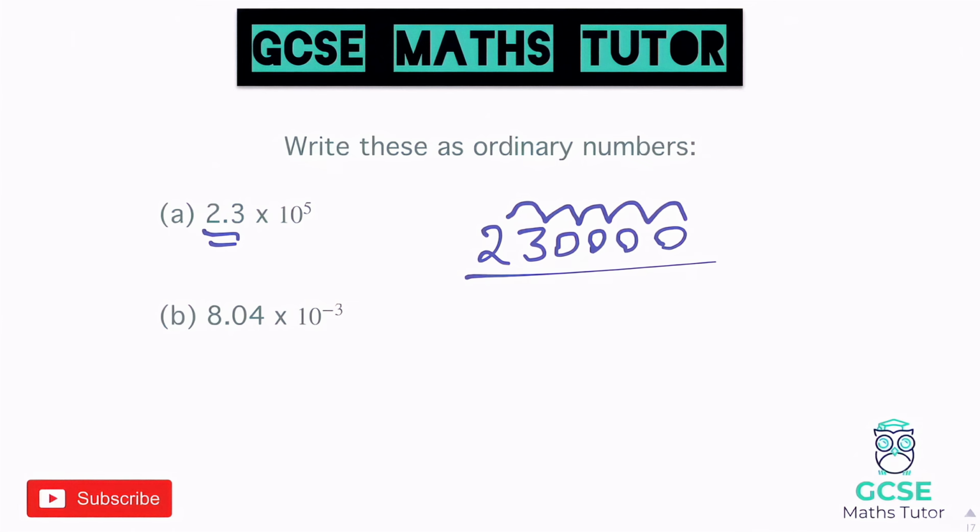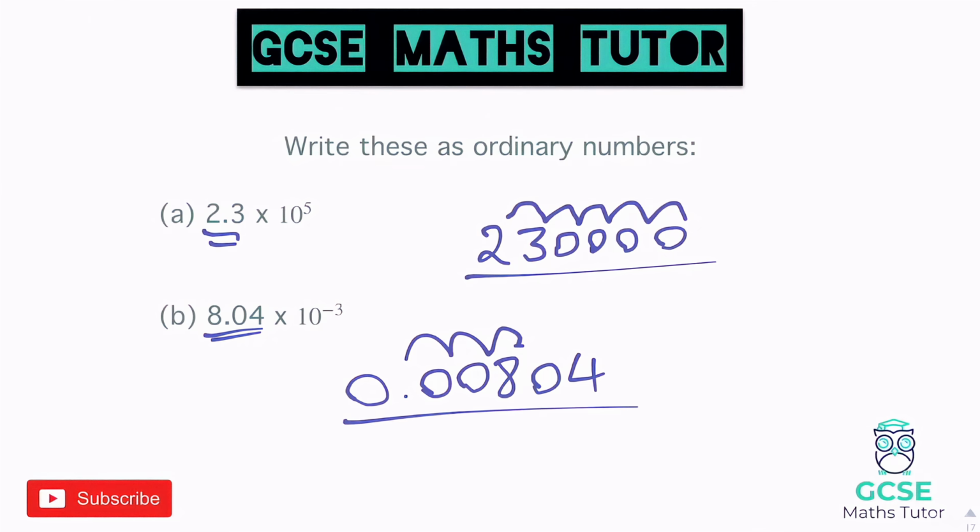The next one, 8.04 times 10 to the negative 3. So this is going to be a 0 point number. And again, I'm just going to write these digits out at the start, these bits here, and imagine where the decimal is at the top, 8.04. So negative 3 means it's going to be a small number, so we're going to jump it left 3. 1, 2, 3. So it's going to go there. Fill in all the zeros and tidy it up at the start. So 0.00804, final answer.